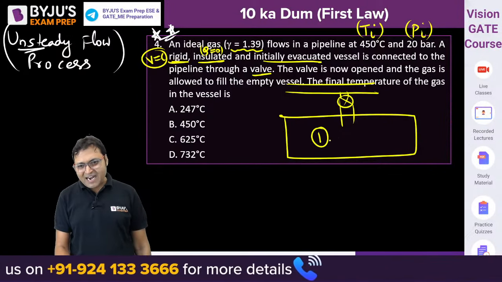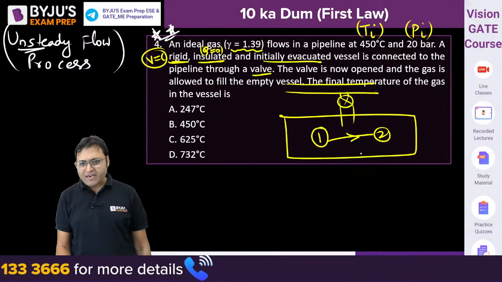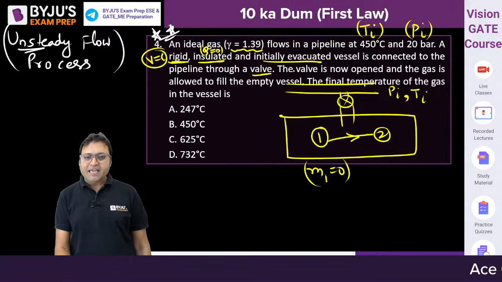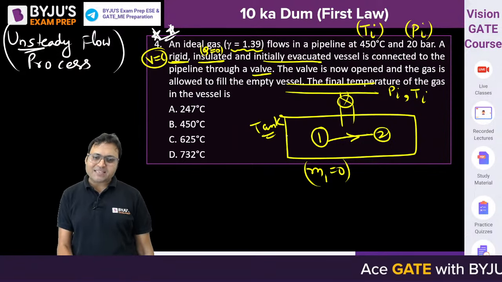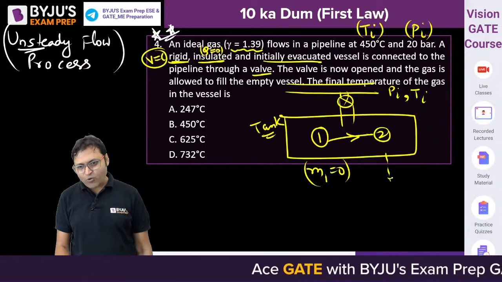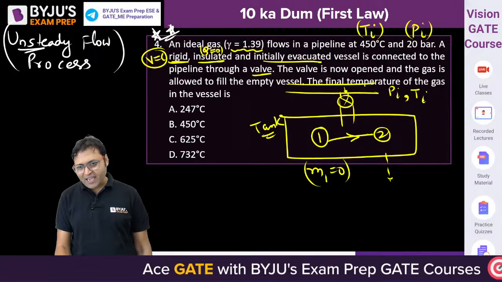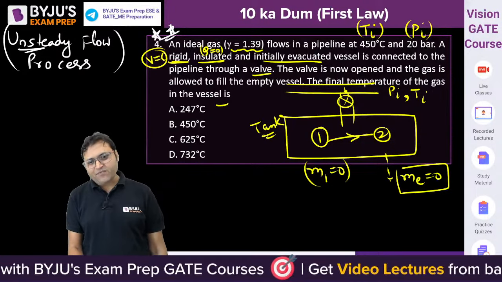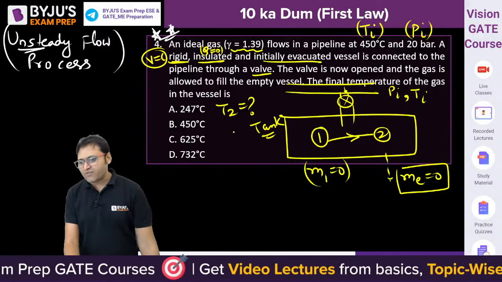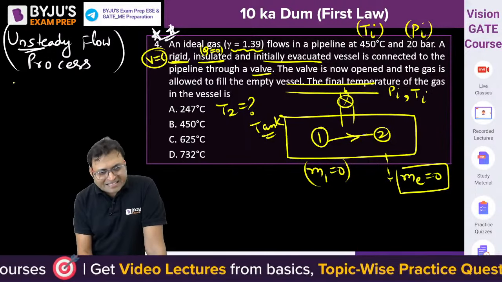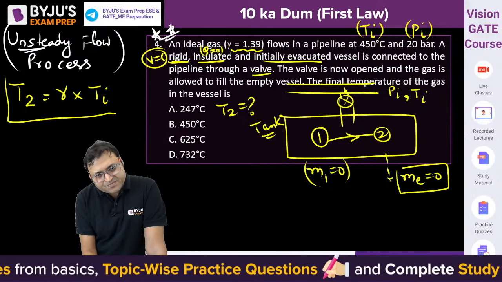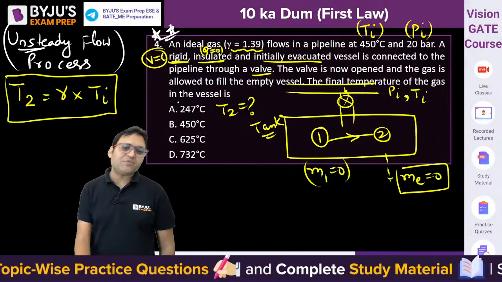So the gas is undergoing a process from 1 to 2, and the question is to find the final temperature. Here in the pipeline, pressure is Pi, temperature is Ti. Initial mass is equal to 0. Initially the tank is evacuated, so the mass in the tank is 0, and there is no outlet. Here the fluid is entering, I for inlet, and there is no outlet, so exit mass is also 0. The question is to find the value of T2. If you know the standard formula, T2 is equal to gamma times Ti.